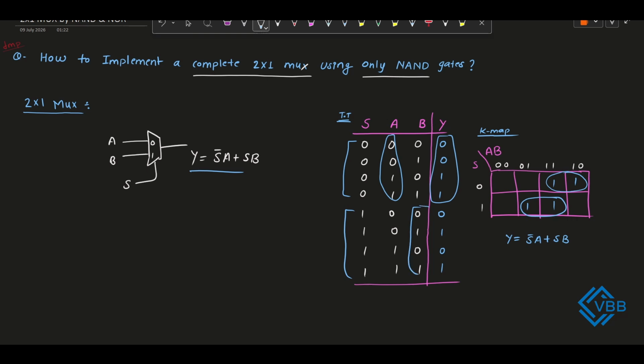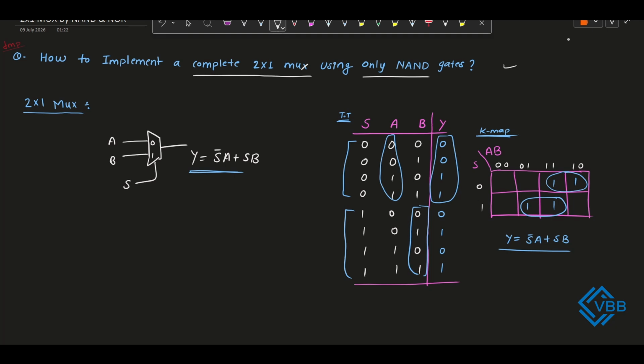So we have drawn this truth table, and based on this truth table, we draw the K-map. You can see it in the slide as well. If you solve this K-map, you will get this expression. So just now we have seen where this is coming from, and we know the fundamentals and how the 2:1 MUX works. Now let's move towards the question.